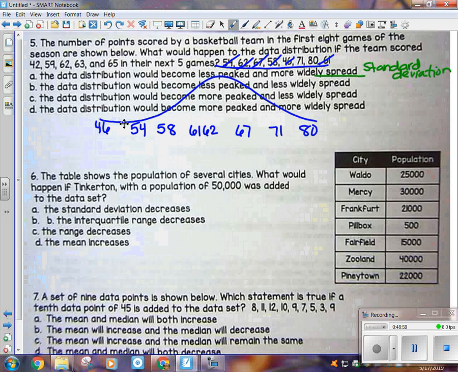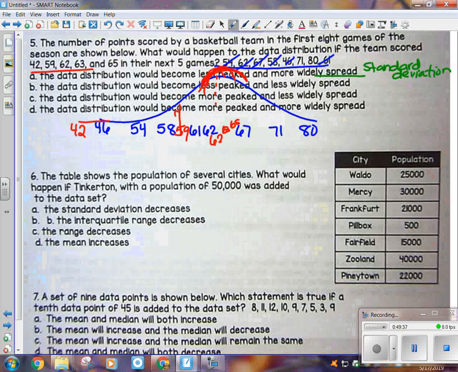Then it says, what would happen to the data distribution if the team scored these? So now I'm going to add 42. 42 is going to spread me out even farther. 59 is going to go right here. 62 is another 62, which is going to bump this up in the middle. It's going to kind of push up on this. And then 63 up right next door. So it's going to actually bump it up in the middle. And 65 is still right here. So basically, it's bumping it up in the middle because I've got more. See, that's frequency. So the more I have, the higher that peak goes.